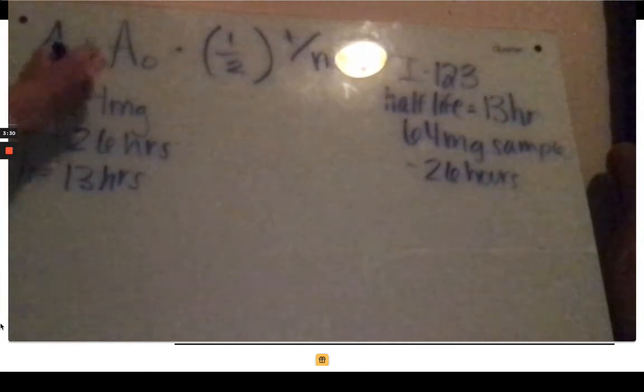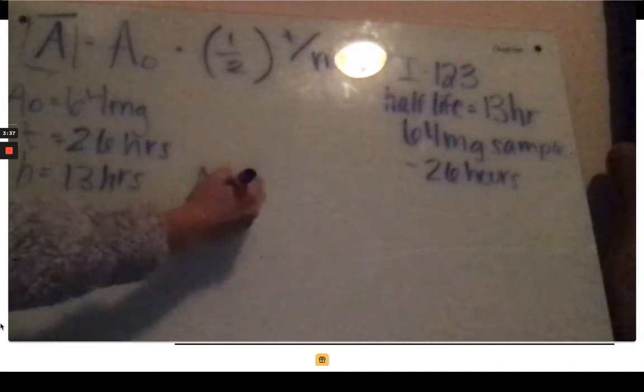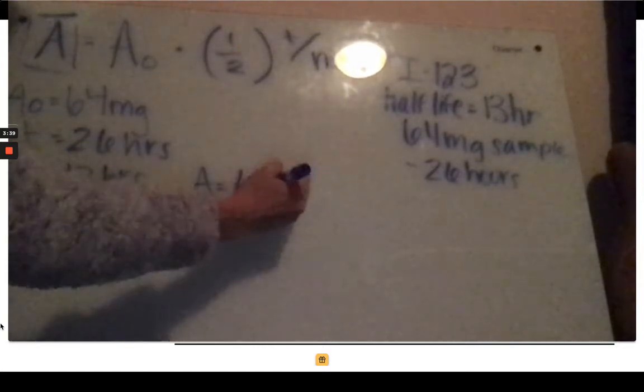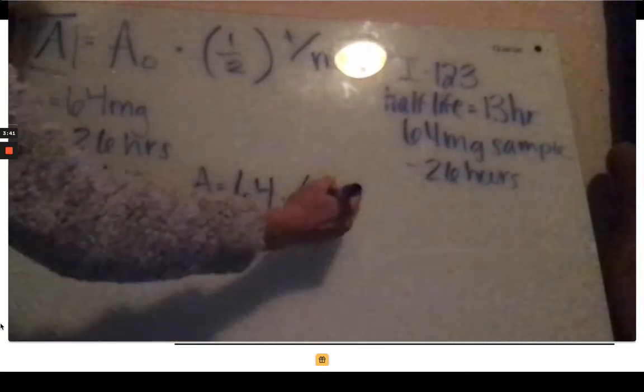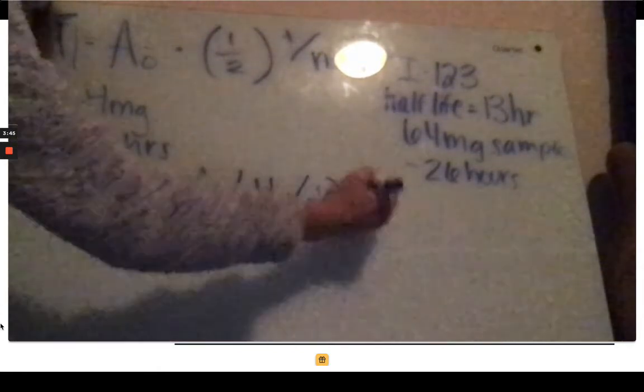And we're looking for this A. We're looking for our final amount. Okay, so what we're going to do is just plug those in. So we have A equals 64 times 1/2 to the 26 over 13.